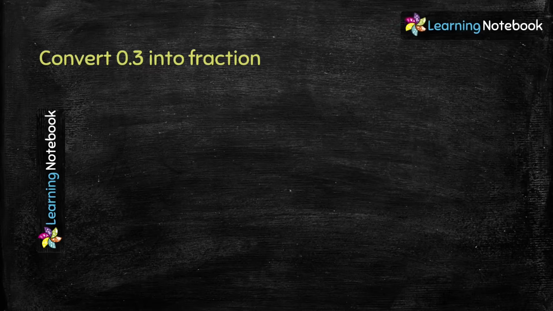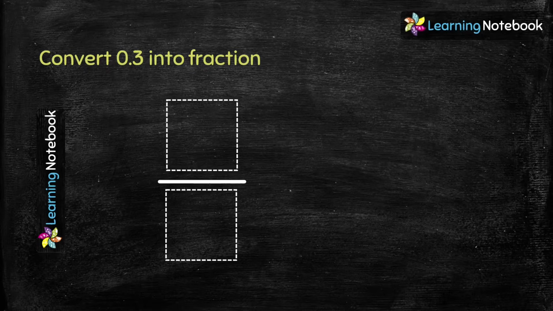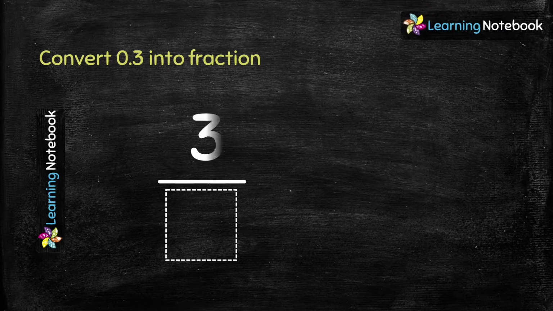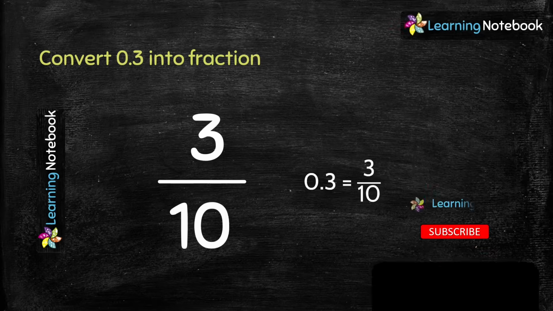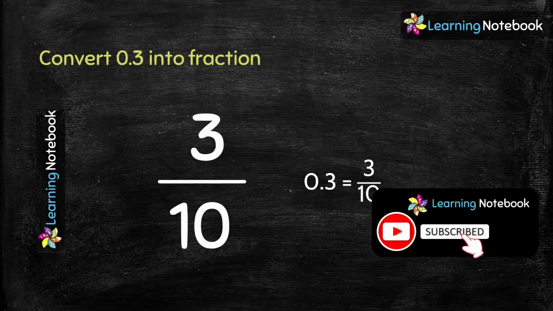Now let's do another question. Convert 0.3 into fraction. So students, first let's write the numerator, which is 3. Now this decimal number has only one decimal place, so its denominator will be 10. So we have converted 0.3 into fraction 3 by 10.